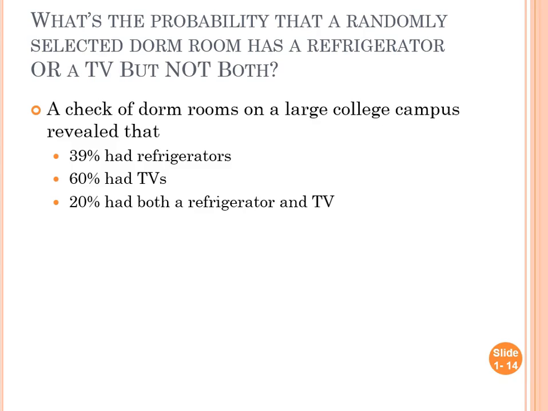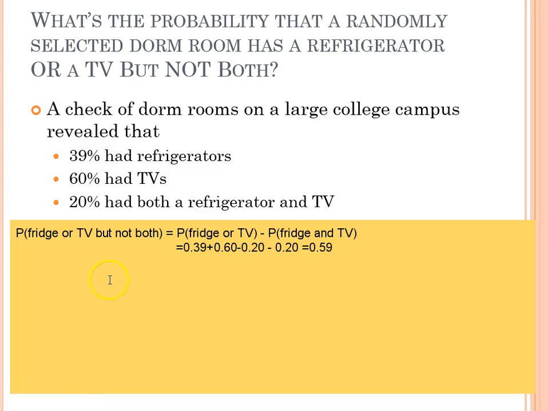This last question is a little bit more complicated. It's asking us for the probability that a randomly selected dorm room has a refrigerator or a TV, but not both. So we're going to use the general addition rule, but we're going to have to subtract out the people that have both a refrigerator and a TV twice. That way they're not counted at all.